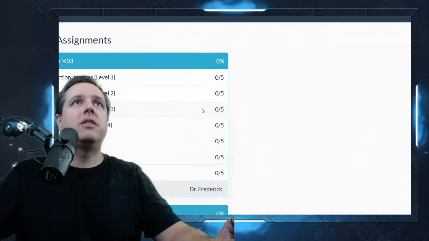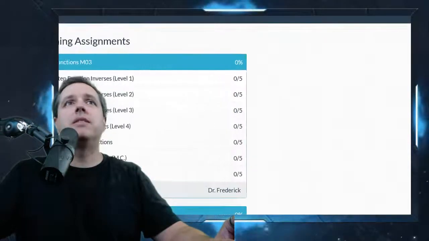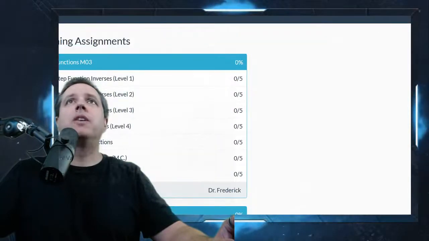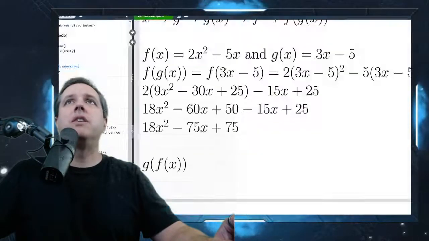Where's the section on? Somehow I'm missing an assignment here. I might have to add a couple things in here. But I forget how they do compositions.